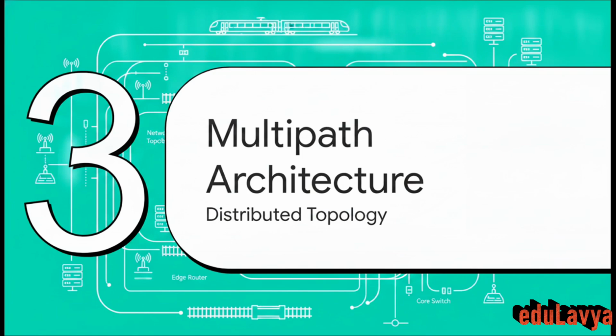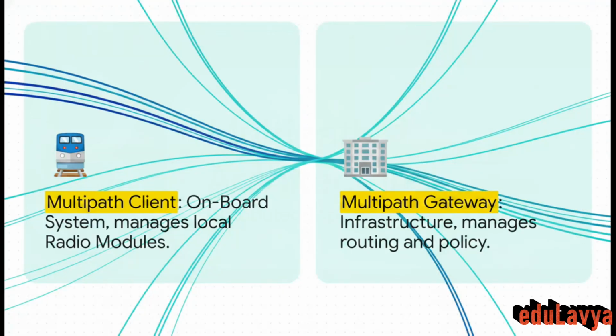Let's see where these functions actually live. So the FRMCS multipath function is fundamentally a distributed system. It's split right down the middle into two main components. On the one hand, we have the multipath client. This lives right there on the train within the onboard system, and its whole job is managing those local radio modules. Then, on the other hand, you have the multipath gateway.